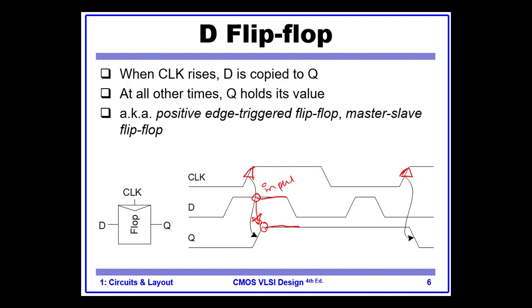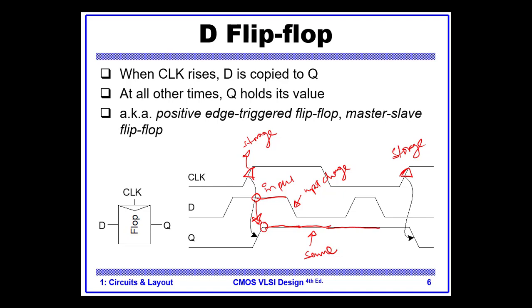Okay, but you see here the input changes, but the output stays the same. Why? Because the changes are only stored on the positive edge. They are only stored on this point. So storage only happens here. So at this point you go and you sample the input.